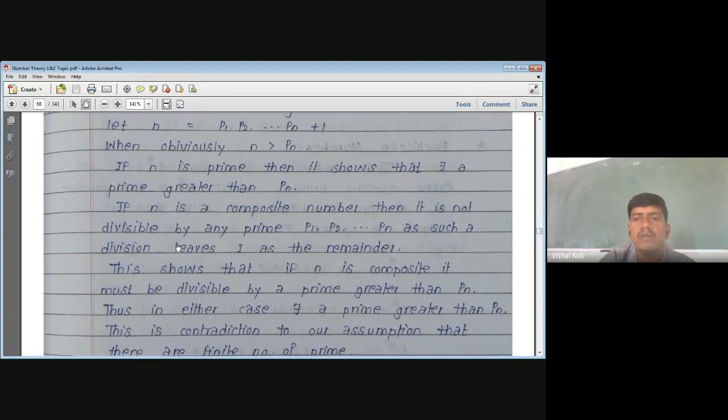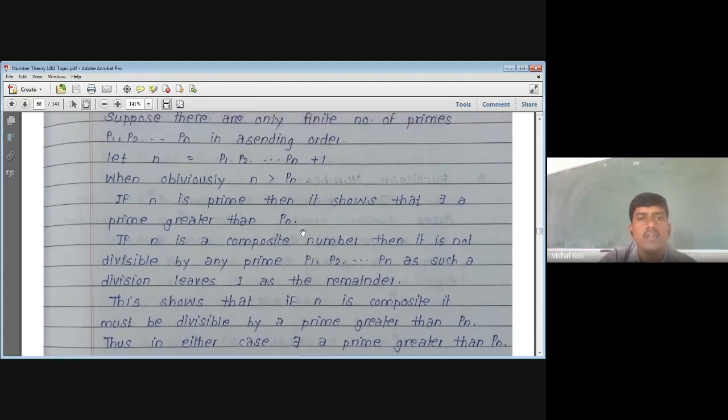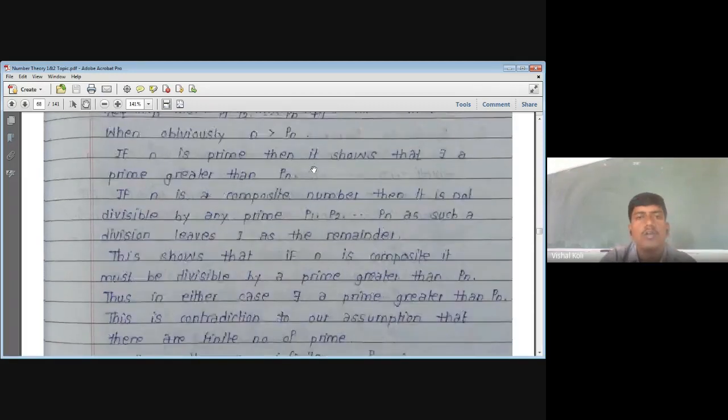If n is a composite number, then it is not divisible by any prime among these n primes p1, p2 up to pn, as such a division leaves 1 as the remainder. These n primes p1, p2 up to pn do not divide n. If they divide, we get a remainder 1. As the remainder is 1, n is not divisible by p1, p2 up to pn.